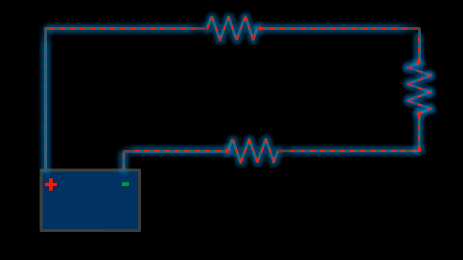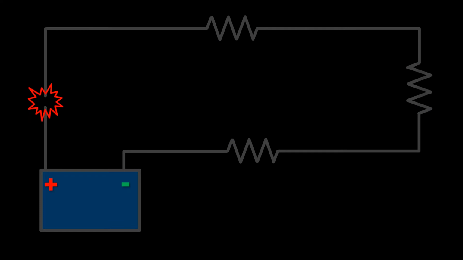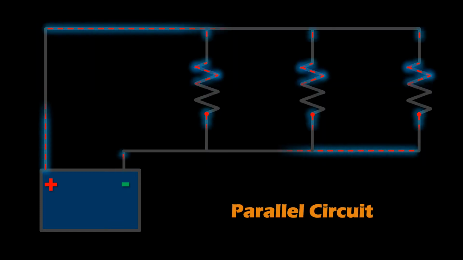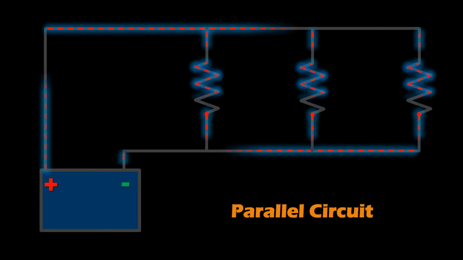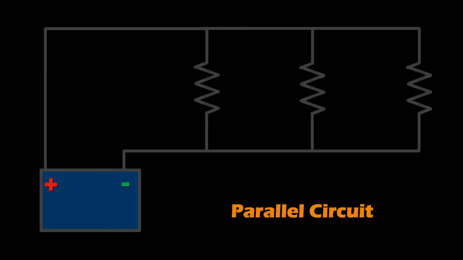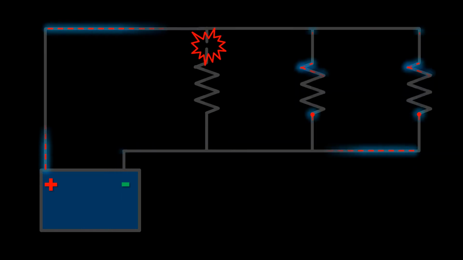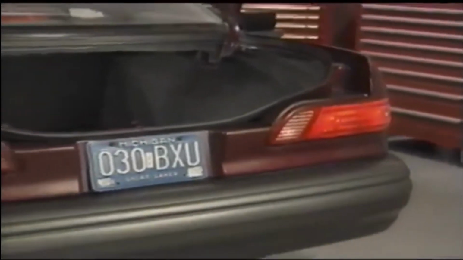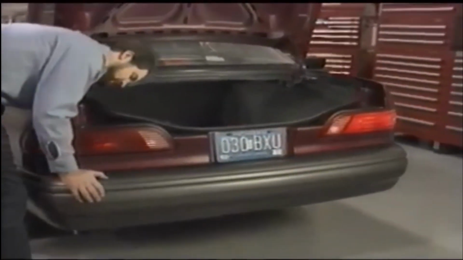And since the same current travels through the loads in a series circuit, should anything fail, the complete circuit will stop working. In a parallel circuit, the voltage across each load is the same, and each load has its own path from the voltage source to the ground. Resistance caused by one load does not affect any other load as it does in a series circuit. And if one load fails in a parallel circuit, the others will continue to operate normally. Most vehicle lighting systems use parallel circuits.